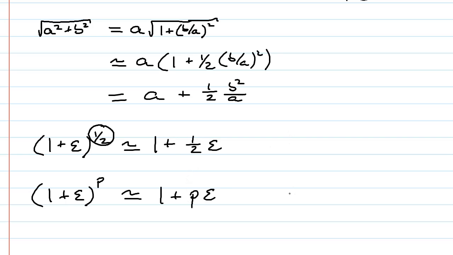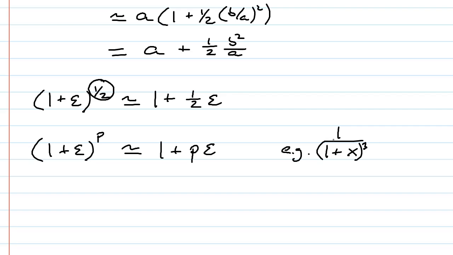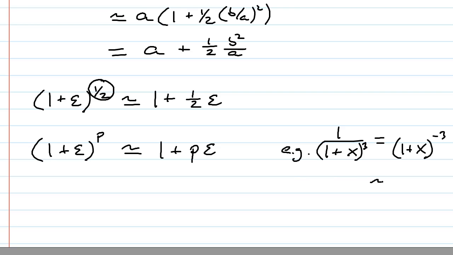Let me give an example. Suppose I have 1 over (1 plus x), quantity cubed, and I'd like to approximate that. This could be some kind of force that depends on x, and to solve the problem, I have to make an approximation. So first I rewrite it. This is (1 plus x) to the minus 3 power. And now I use the approximation scheme. As long as x is small compared to 1, then this is just 1 minus 3x.